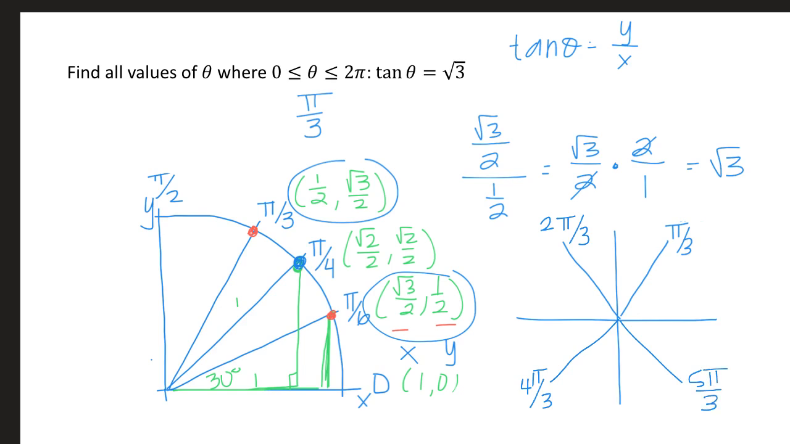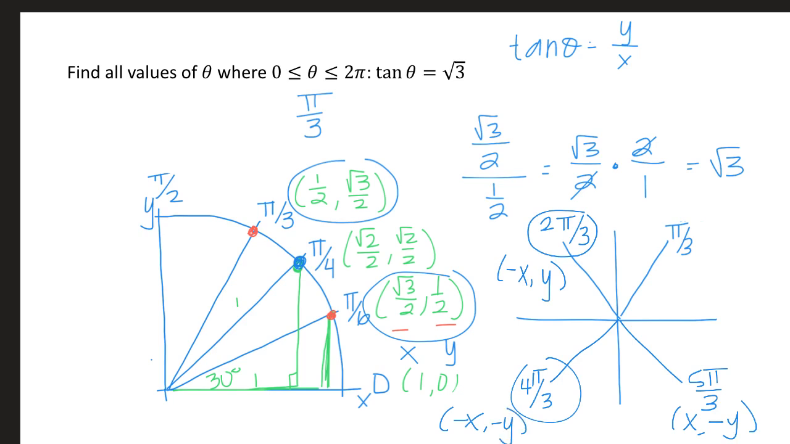But if I do 2 pi over 3, the x value is negative and the y value is positive. I'm going to get a negative answer if I divide those. Same thing in the fourth quadrant. The x value would be positive, the y value would be negative, and if I divide those, I'm going to get a negative. But in the third quadrant right here, they're both negative.